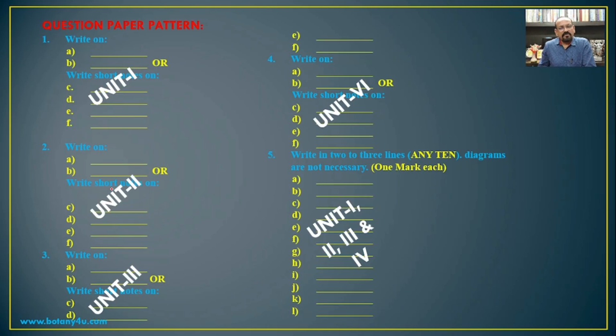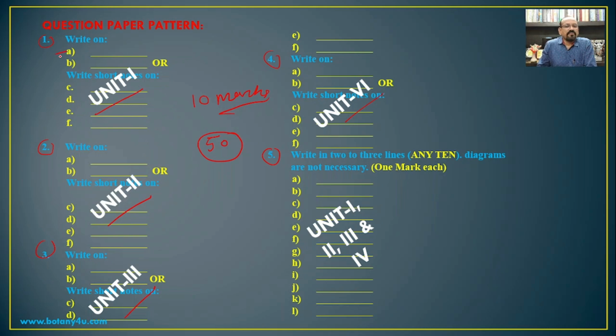The pattern of questions asked in the university examination is fixed: there are 5 different questions, question number 1, 2, 3, 4 and 5. Each question carries 10 marks and hence the total marks become 50. As you can see here, question number 1 is based on the different topics of unit 1, question number 2 on unit 2, question number 3 on unit 3 and question number 4 on unit 4. These are similar types of questions.